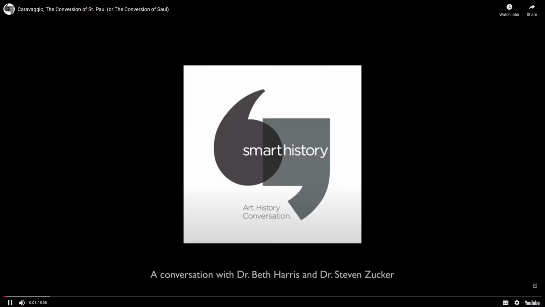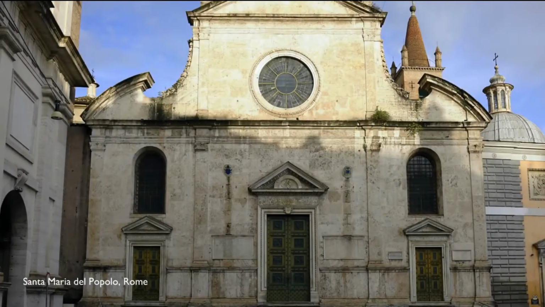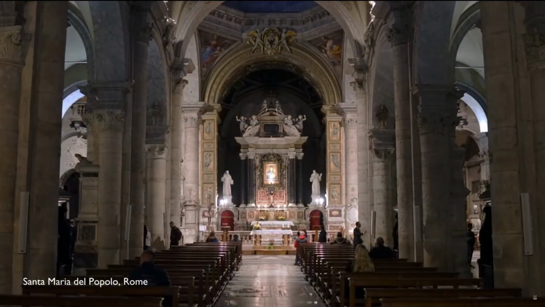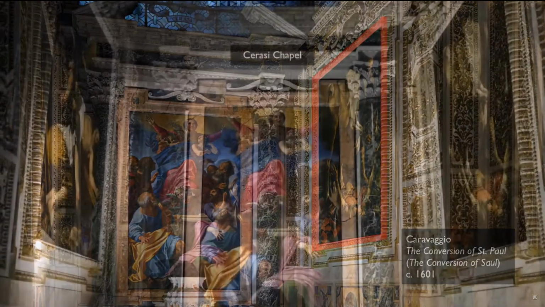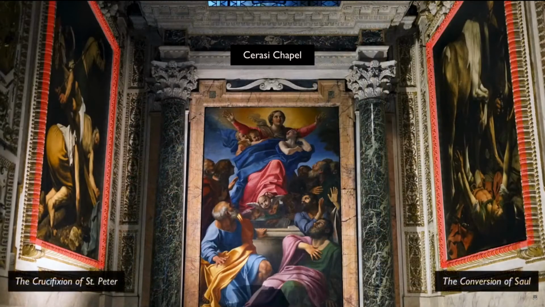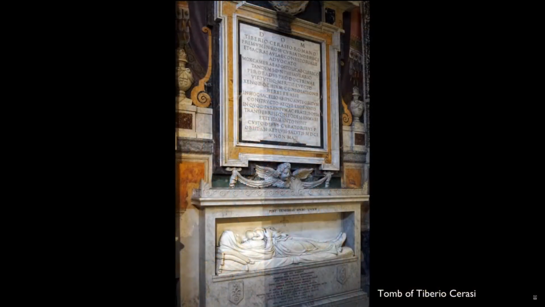Let's take a look at this work of art a little bit closer. We're in the Church of Santa Maria del Popolo in Rome, and we're looking at one of the most famous paintings by Caravaggio. This is the Conversion of Saul. And this is one of two paintings that Caravaggio painted here in the chapel called the Cerasi Chapel, named for the Cerasi family. And in fact, Tiberio Cerasi is buried here in this chapel.